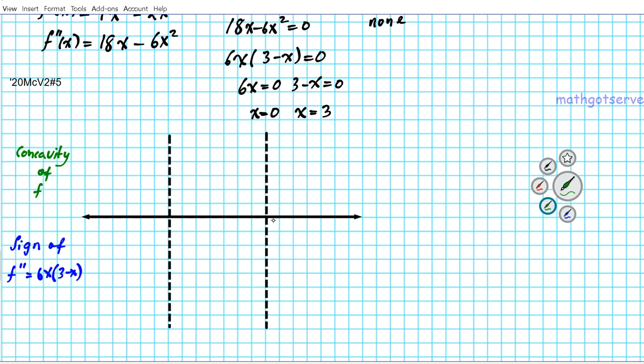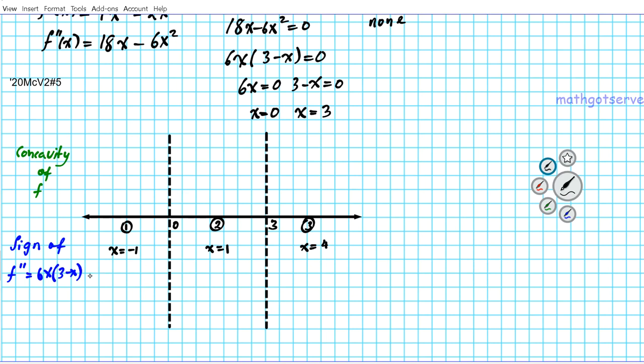Alrighty, so we have 3 intervals here to test: interval 1, 2, 3. We're just focusing on where f double prime is positive. This is the first critical point, 0, and this is 3. Our test values: we're going to use -1 in interval 1, 1 for interval 2, and a number bigger than 3, we could use 4, for interval 3. Okay, so let's test it out.